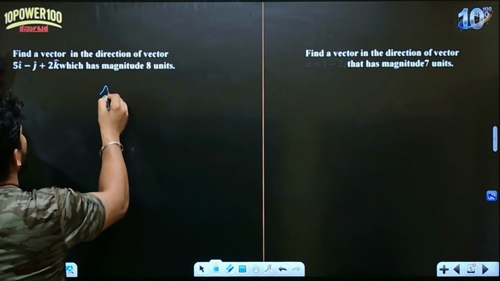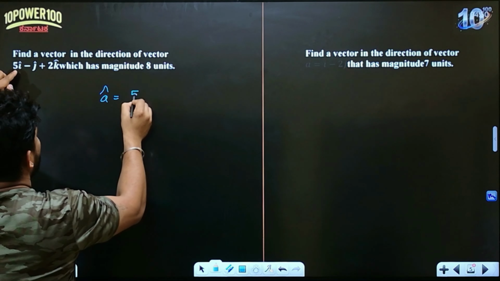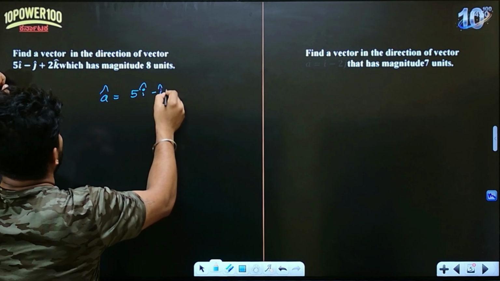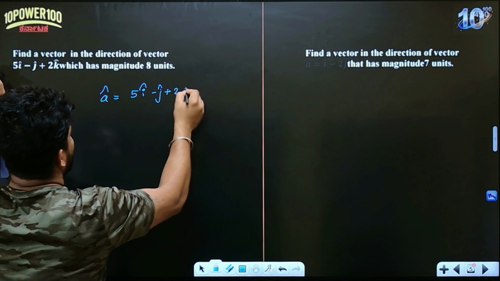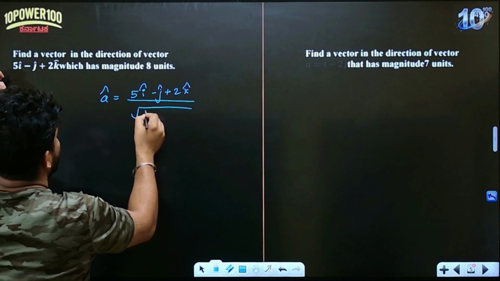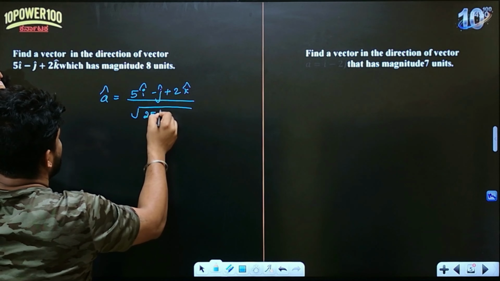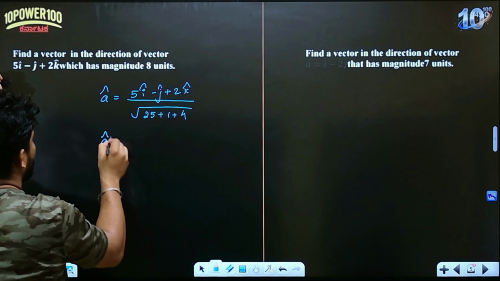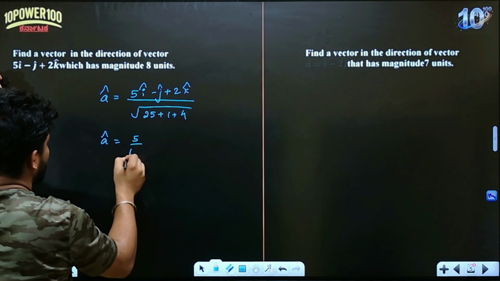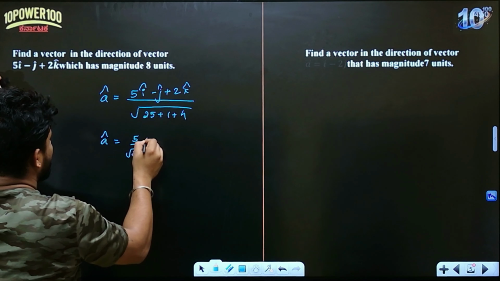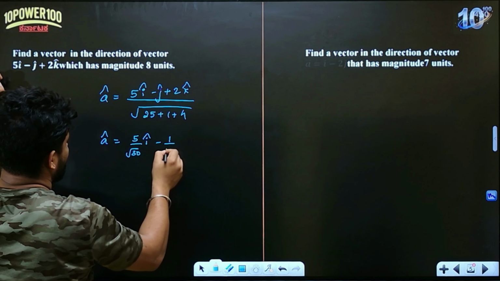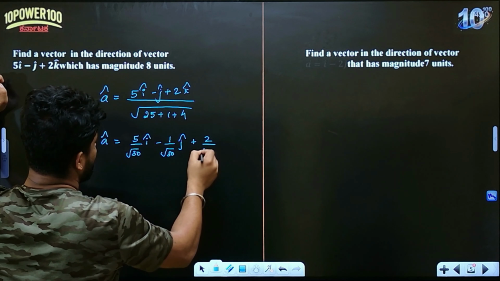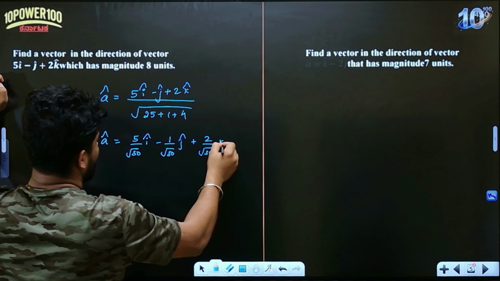ಎ ಕ್ಯಾಪ್ ಈಸ್ ಈಕ್ವಲ್ ಟು, ಸೊ ಇಟ್ ಈಸ್, ಸೊ 5 ಐ ಕ್ಯಾಪ್ minus j cap plus 2k cap divided by root of 25, ಅಲ್ಲ ಇದು 25 plus 1 plus 4. So root 30 ಆಯಿತು. So a cap is equal to, so 5 by root 30 I cap minus 1 by root 30 j cap plus 2 by root 30 k cap.